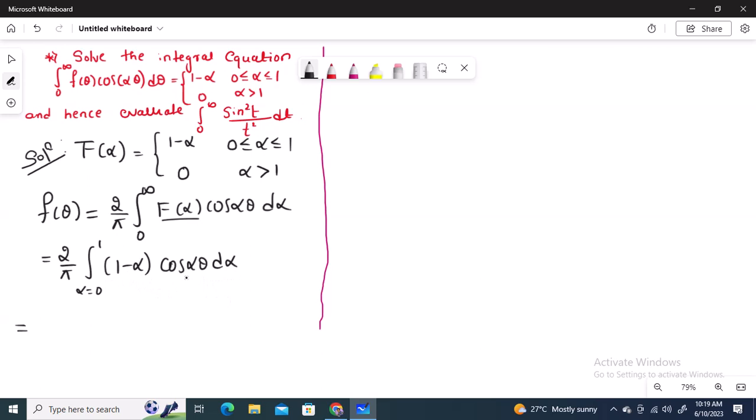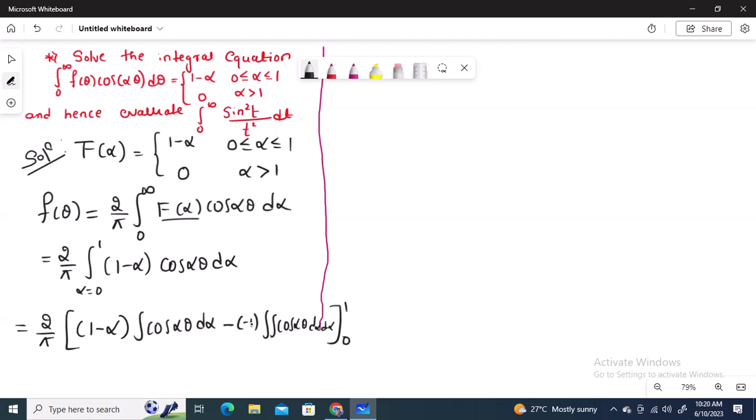So what happens, it is 2 by pi integration by parts. If I consider the first function as u, this is our u, this is our v. So u as it is, then integral of v, cos alpha theta d alpha, minus the differentiation of 1 minus alpha with respect to alpha, which is minus 1, because the differentiation of 1 is 0 and of minus alpha is minus 1, into the double integration of cos alpha theta d alpha between the limits 0 to 1.